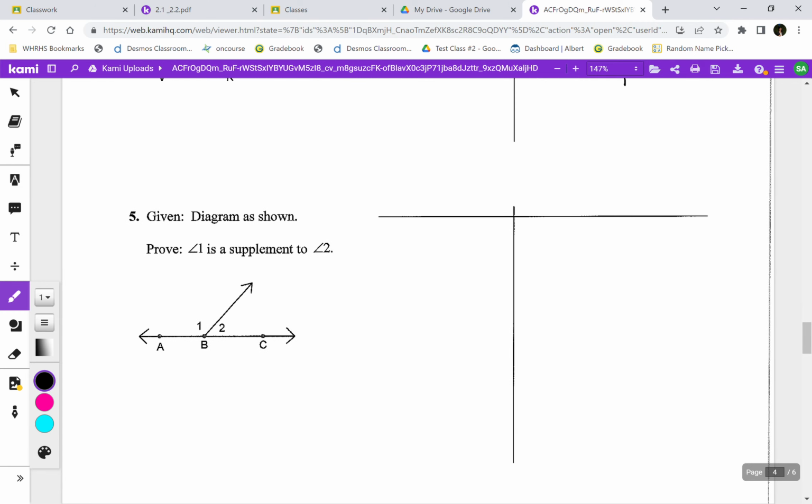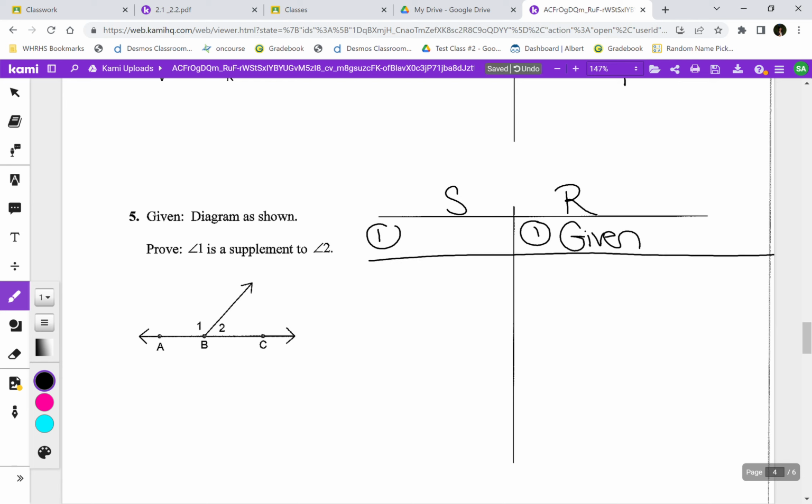All right, last one. I'm not writing out my given just to speed up time, but you know on a test you would have to. So the given is just diagram as shown. That's not helpful to us. I need to prove that angle 1 is a supplement to angle 2. Is angle 1 a supplement to angle 2? Based on this diagram? Yes. How do you know? Adam? It's a straight angle.